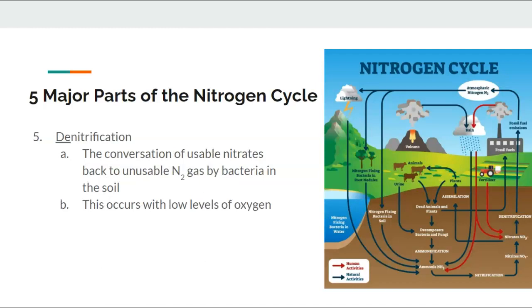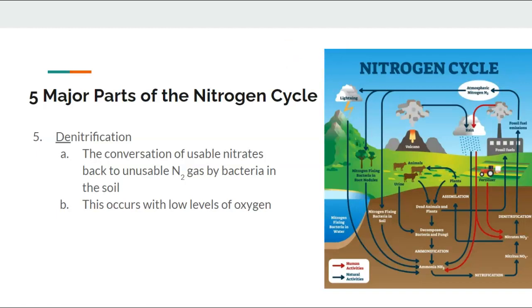And then the fifth and final major part of the nitrogen cycle is denitrification. So this is taking those usable nitrates and transforming them back into unusable nitrogen gas by bacteria in the soil. This happens when there's low levels of oxygen, and so they will use this to bring it back into the atmosphere when needed.